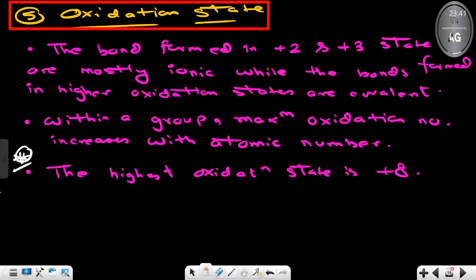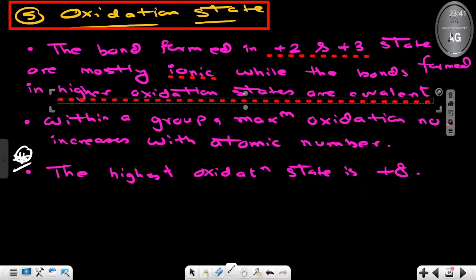Next point. The bond formed in the +2 and +3 state is predominantly ionic, while the bond formed in the higher oxidation states is covalent. This is not a very important point, but remember it. So bonds formed in the +2 and +3 states are ionic in nature, while those formed in the higher oxidation states are predominantly covalent in nature. Okay?